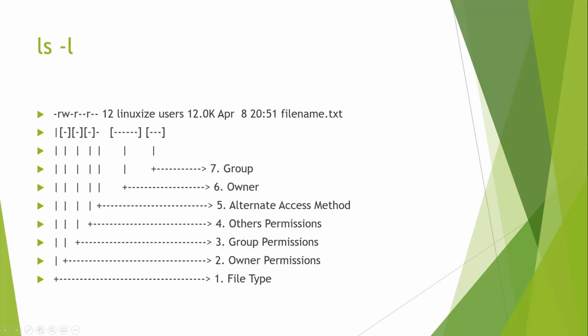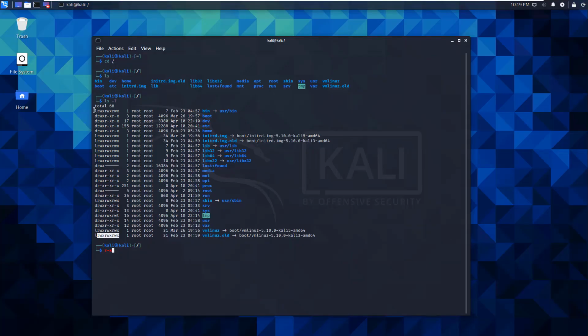So let's look at that in Kali. Here we have the file type. D is for directory. Here is the user. Here is the group. Here is the other. Here is the alternate access method. This is the owner. This is the group. And this is the size. Date accessed or date modified. And this is going to be the object itself.